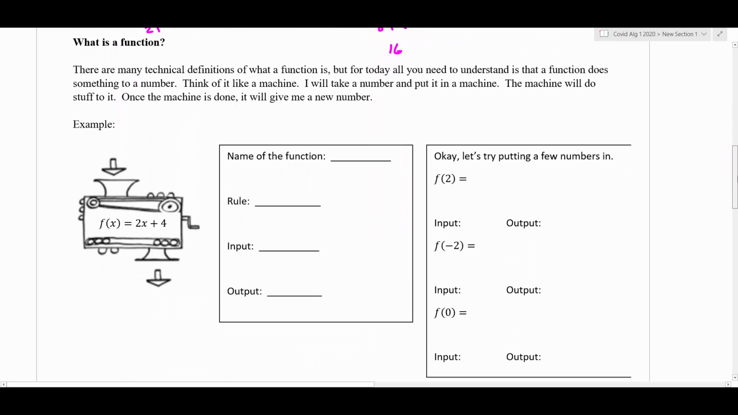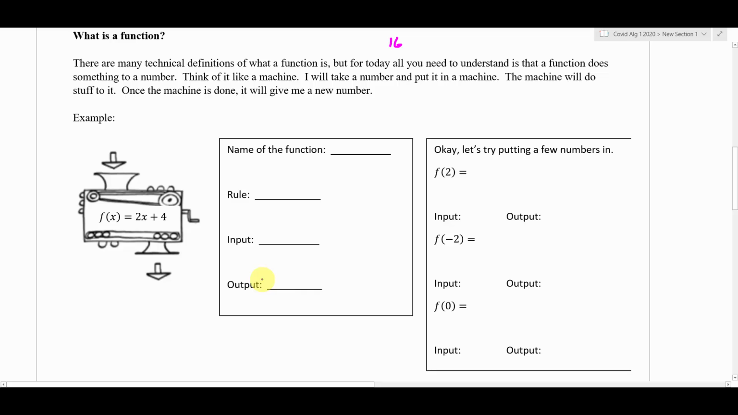All right, so now that we know order of operations, we can talk about a function. There are many technical definitions of what a function is, but for today, the only thing I really need you to understand is what a function does. And what a function does is it takes a number and it does stuff to it, right?